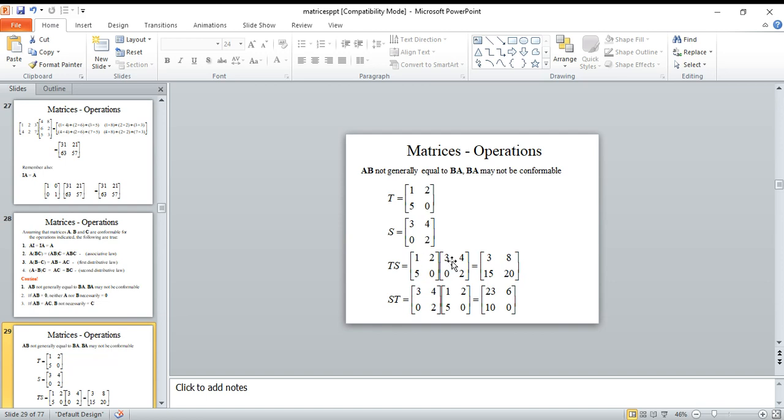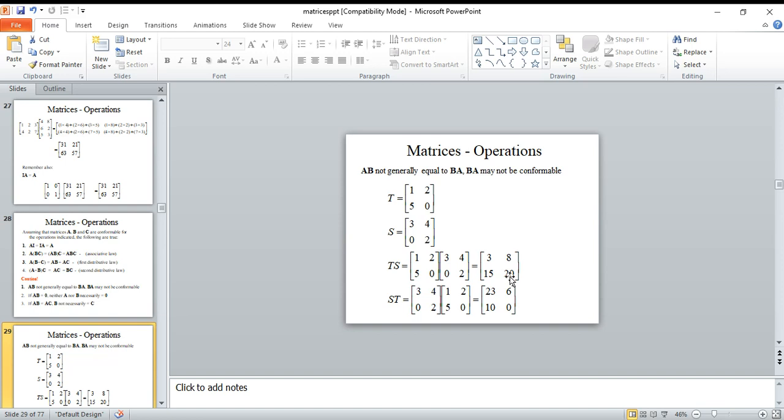Next, first row with second column: 1 into 4 is 4, 2 into 2 is 4, 4 plus 4 is 8. Next, second row with the first column: 5 into 3 is 15, 0 into 0 is 0, 15 plus 0 is 15. Next, 5 into 4 is 20, 0 into 2 is 0, so 20. So we get 3, 8, 15, 20.